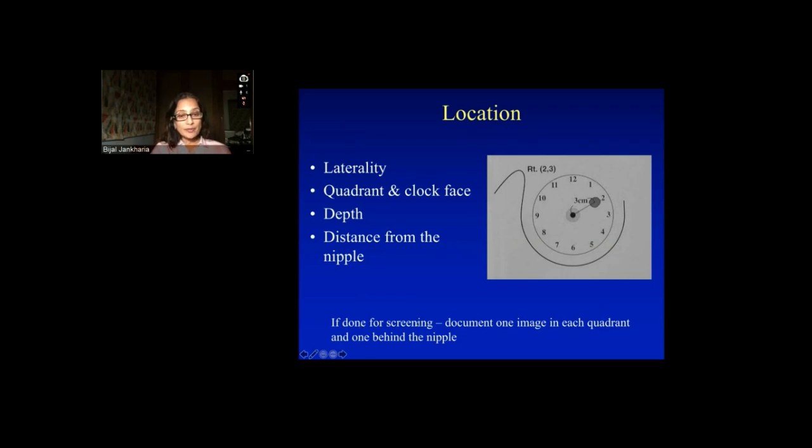If it is done for screening, then the minimum images that we need to take are one in each quadrant and one behind the nipple. So totally about 5 in each breast, so 10 in total.